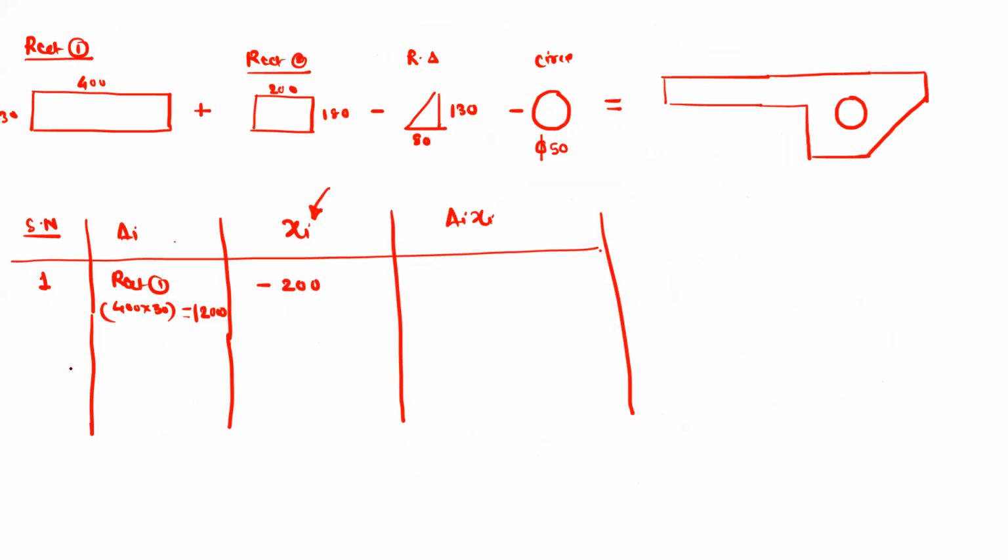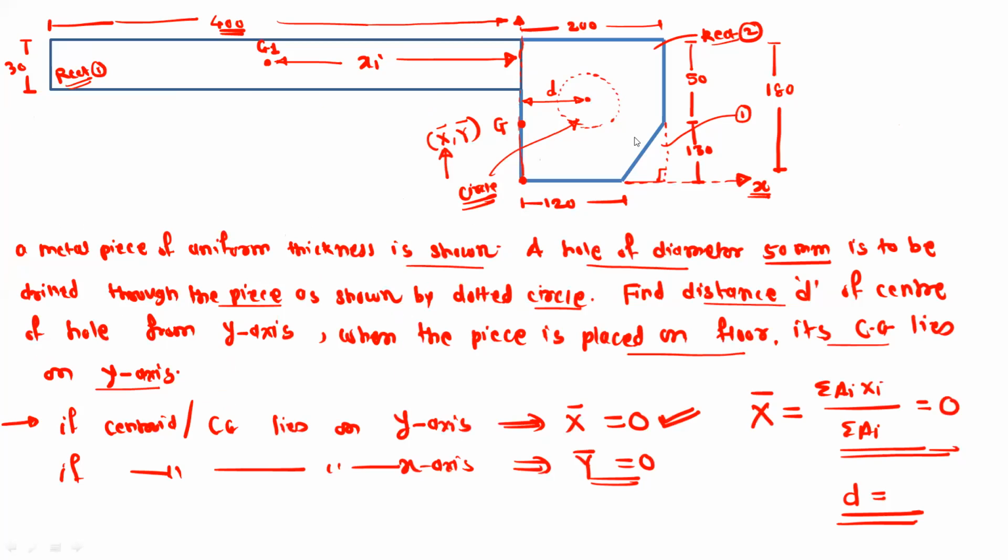Then consider the second rectangle. So this is rectangle 2. For rectangle 2, its dimension is 200 by 180, so the area is 36,000 millimeters square. For rectangle 2, find out the x coordinate.